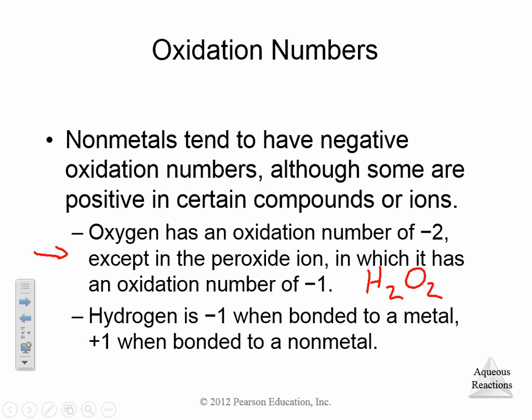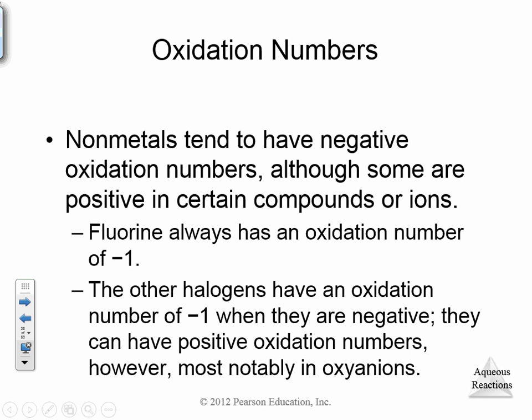That's the one exception. Another specific rule is hydrogen is -1 when it's bonded to a metal, +1 when it's bonded to a nonmetal. So hydrogen's kind of finicky, it can go one way or another, so it's -1 when bonded to a metal, +1 when it's bonded to a nonmetal.